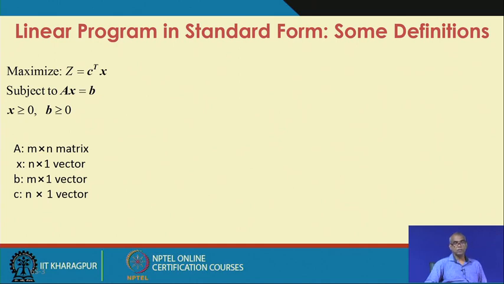So, in matrix notation, we have presented a linear programming problem in standard form as maximize or minimize z equal to C transpose x subject to A x equal to b, x greater or equal to 0, b greater or equal to 0. A is m by n matrix, x is n vector, C is n vector and b is m vector.